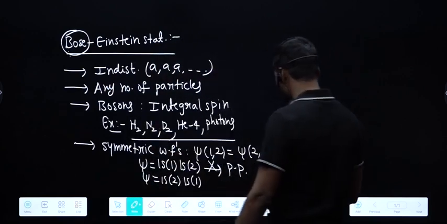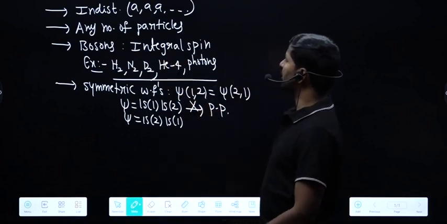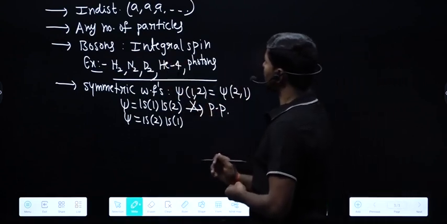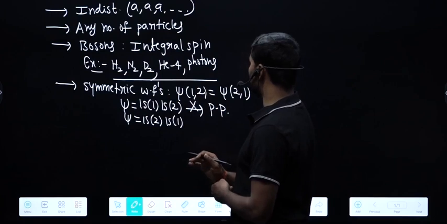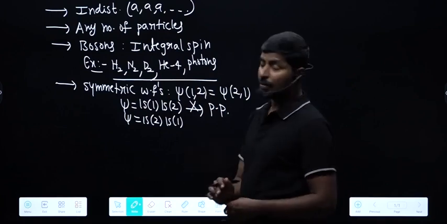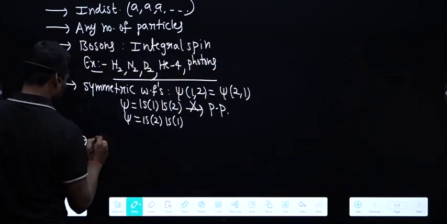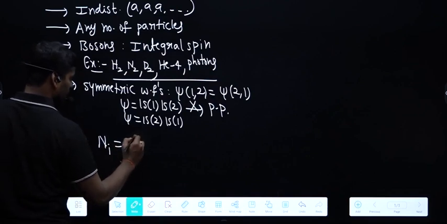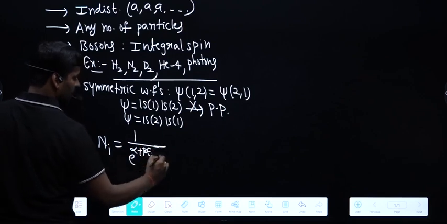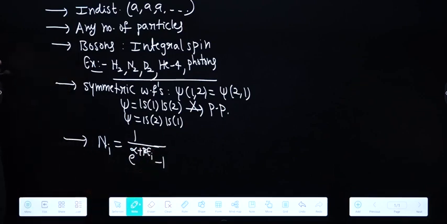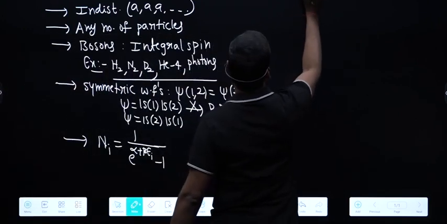Okay, this is about Bose-Einstein statistics. Particles are indistinguishable. Any number of particles can occupy a given energy level. The examples are particles having integral spin. They are called bosons, and they possess symmetric wave functions. As they possess symmetric wave functions, they do not follow Pauli's principle. And the expression for the number of particles present in the ith energy level is 1 by e power alpha plus beta Ei minus 1, according to Bose-Einstein statistics, whereas for Maxwell-Boltzmann statistics there is no minus 1.